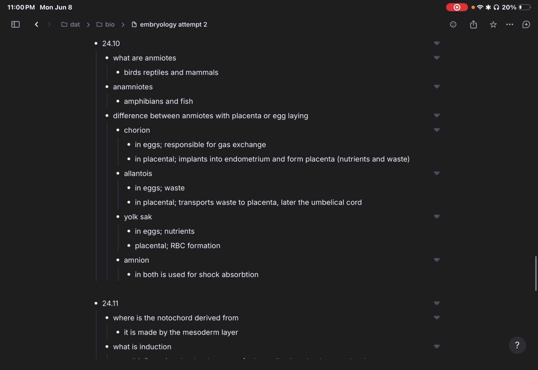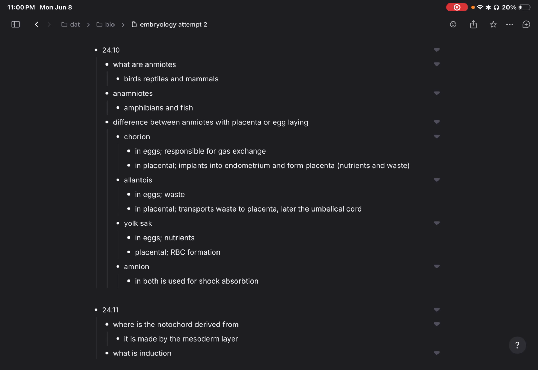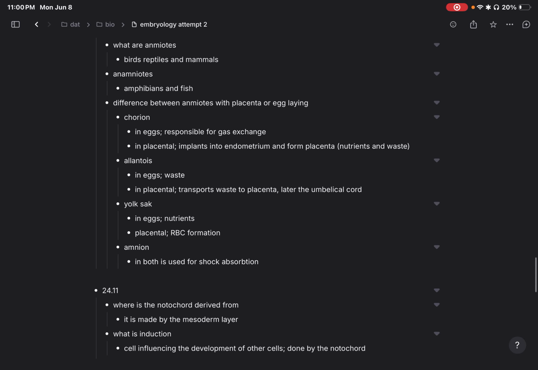Moving on to anamniotes. Amniotes have the amnion sac, while anamniotes do not. So birds, reptiles, and mammals have the amnion. Amphibians and fish do not. So what is the amnion, you may ask? The amnion is just shock absorption.